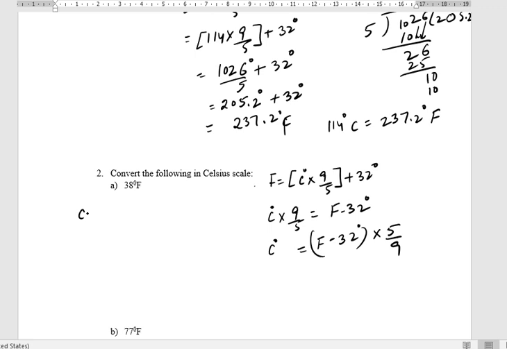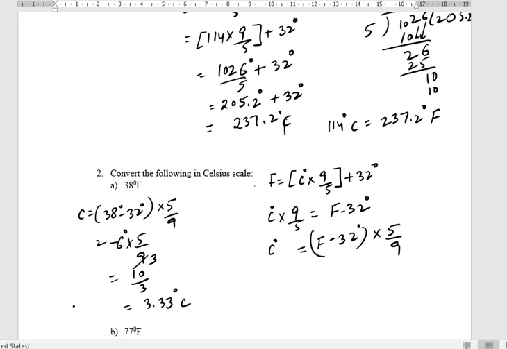So C equals to, what is the value of F here? 38 minus 32. So this is degree, and we are multiplying by 5 upon 9. 38 minus 32 will be 6 degree into 5 upon 9. 3 3s are, 3 2s are. So if you multiply 5 into 10, 10 upon 3. And this can be written as 3.33 degree Celsius. So 38 degree Fahrenheit equals to 3.33 degree Celsius.